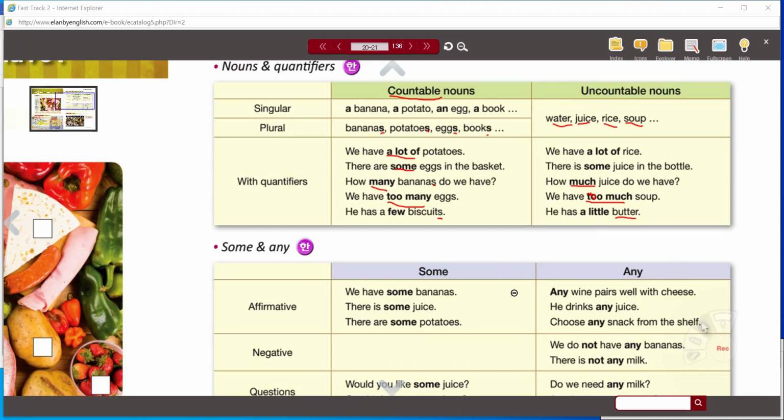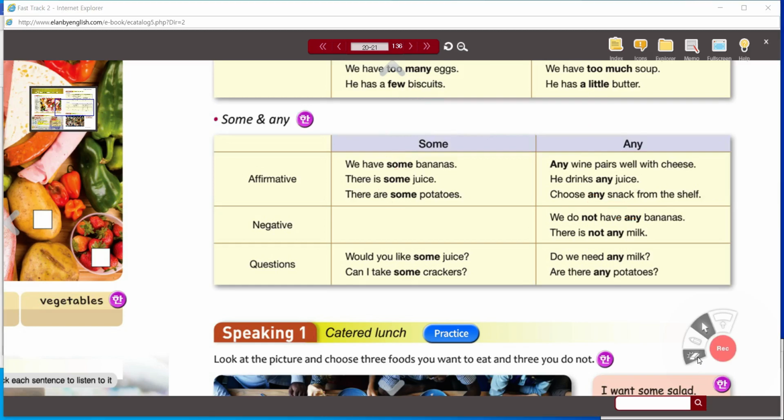Okay, so looking at some and any. You might hear people talk about some and any, that they would use some for affirmative statements and any for negatives and questions. That's not quite right. We'll see at the bottom here we're using some and any for both kinds of questions. But again, for some, using with positive statements, we have some bananas, we have some juice. So we're using some with both countable nouns and non-countable nouns.